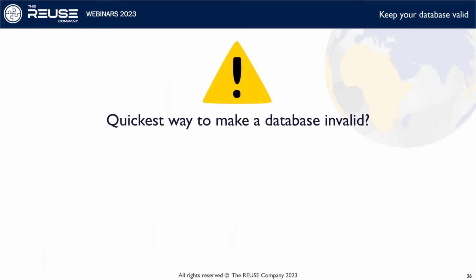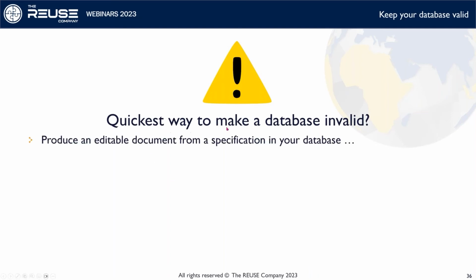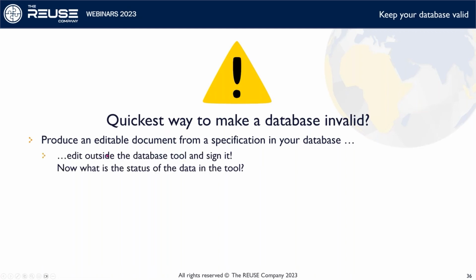Now there's a word of warning. Which is the quickest way to make a database invalid? Well, I think there are a few ways, but this is a pretty quick one. If you produce from your requirements database a requirement specification in an editable format, and somebody edits this outside the database and signs it, okay, what do we have? We have a signed version of something that is not equal to what you have in your database. So now what's the status of the data in the database? This could be tricky to get back to and figure out what we should continue to do. A piece of paper doesn't really help you if you want to continue your development process.